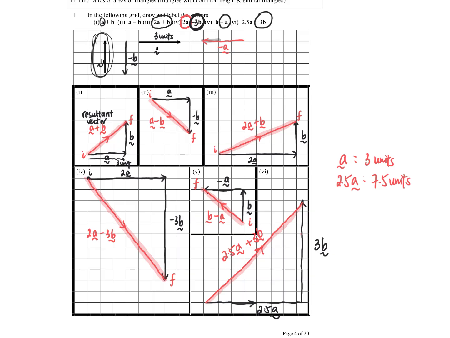Okay, so the drawing part shouldn't be difficult. It's just an exercise, O level won't test you like that. They have never tested drawing for vectors before.